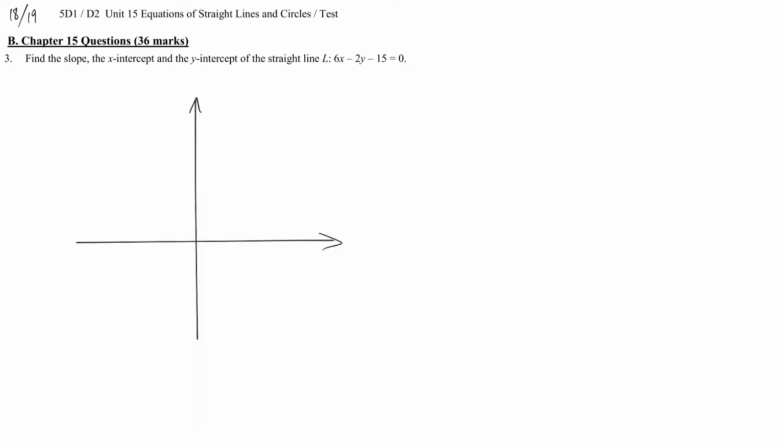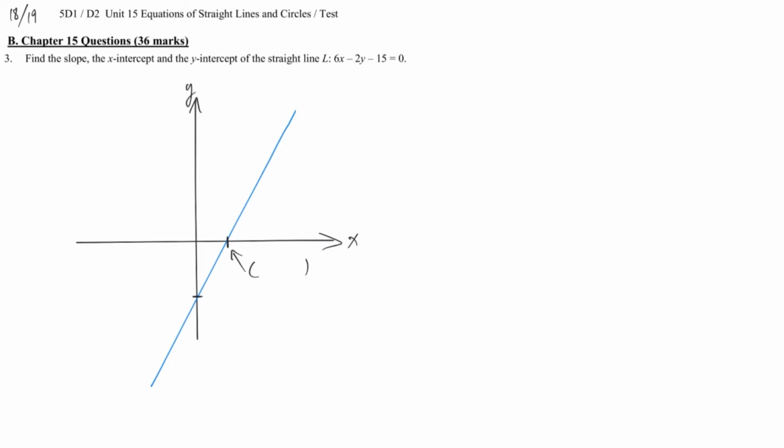In this question, they give you the equation of a straight line, and then you're going to find the slope, x-intercept, and y-intercept of this straight line. You don't know what it looks like, so you just simply draw it like this. Any straight line is fine. The slope is about how steep it is. The x-intercept is the position where it crosses the x-axis, and the y-intercept is where it crosses the y-axis.